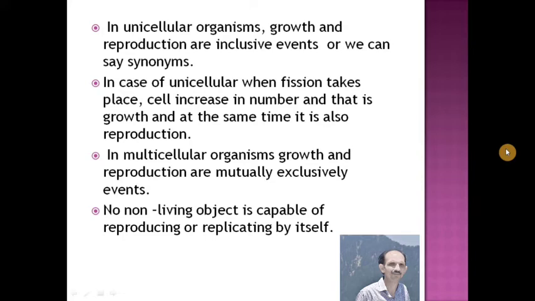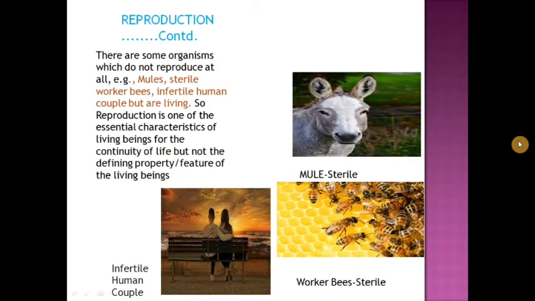One more thing: no non-living object is capable of reproducing itself. And we see that there are some organisms which do not reproduce but are living. These are the mules, which are the offspring of a female horse and a male donkey, and it is sterile, it cannot produce young ones.